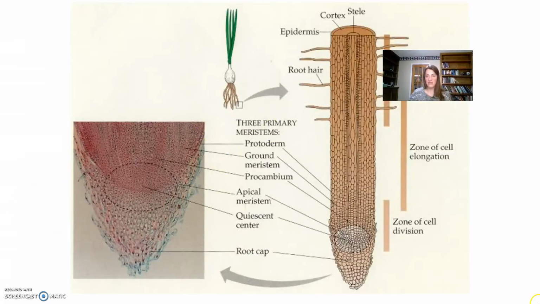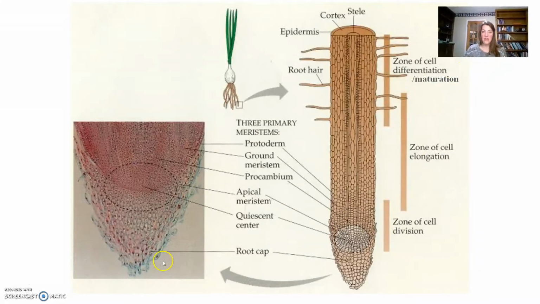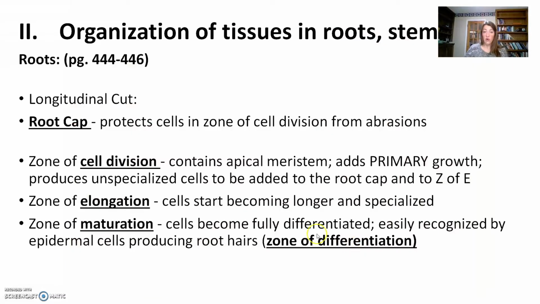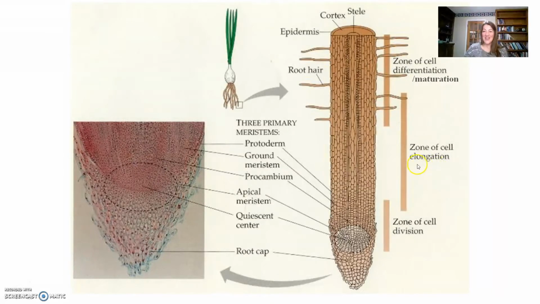So here's a picture. Here's the root cap. As you can see here, there's no root hairs. So the very tip is the zone of division. Here is the zone of elongation, where the cells are getting a little bit longer, as you can tell here. And then once they hit the zone of maturation or differentiation, you can see that they're specialized. You're going to see definitive areas of xylem and phloem, you're going to have the cortex, and you're going to have root hairs.